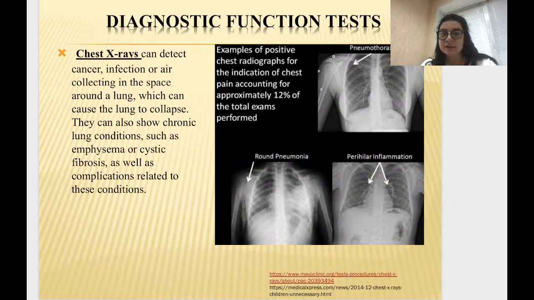Moreover, we can use another diagnostic test. We usually do X-rays for such patients. The chest X-ray can detect cancer, infection, or air collecting in the space around a lung, which can cause a lung to collapse. They can also show chronic lung conditions such as emphysema or cystic fibrosis, as well as complications related to these conditions. And you see pictures with examples of positive chest radiographs for the indication of chest pain, accounting for approximately 12% of the total exams performed. You see how it looks.